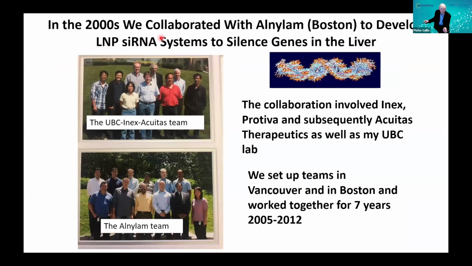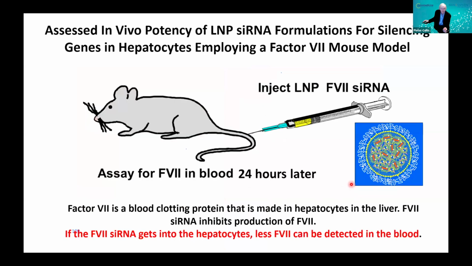So this led to a collaboration with a company in Boston called Alnylam. In the 2000s, it was actually for 7 years we collaborated with Alnylam. And there the objective was to encapsulate small interfering RNA to deliver to silence genes in the liver. And so this was a remarkably productive collaboration.